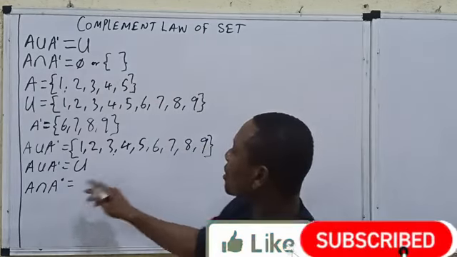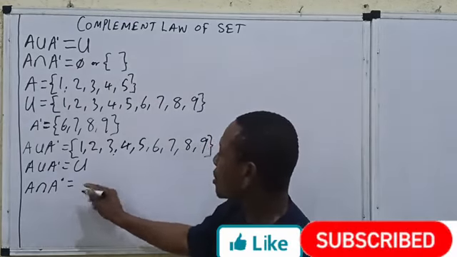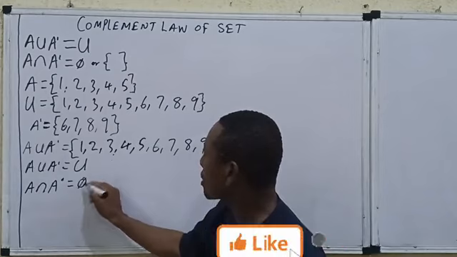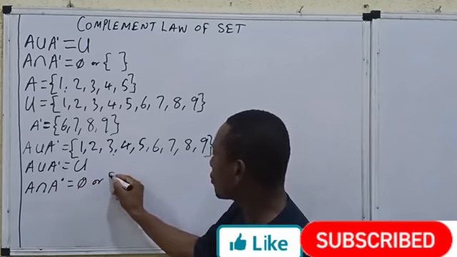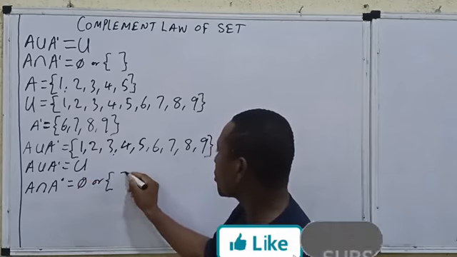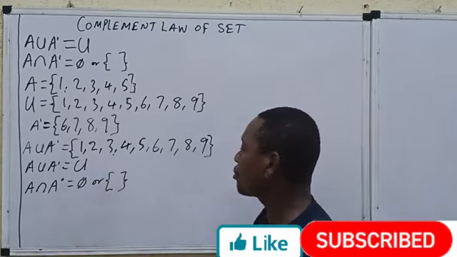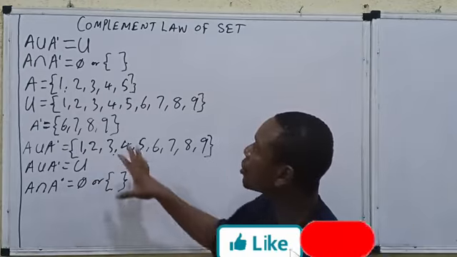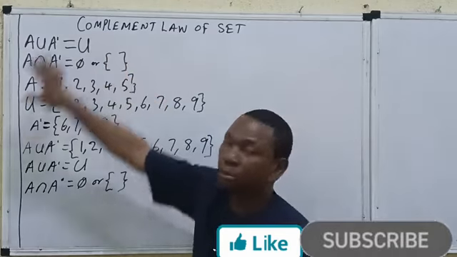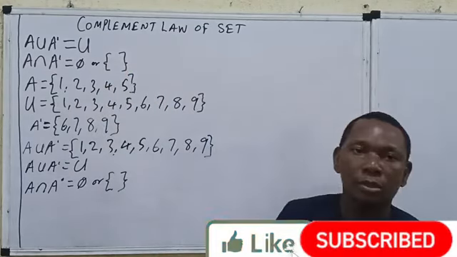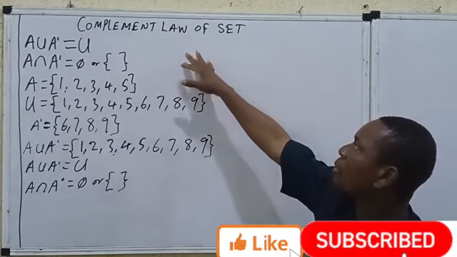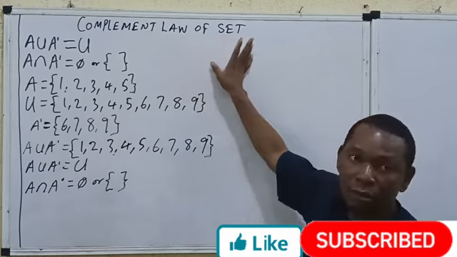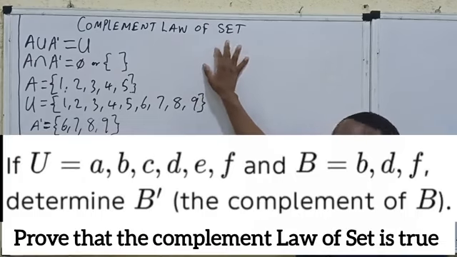So we can now say this intersection is actually the empty set, which can be represented in this way. So this proves that the complement law of sets is true. So it's a very simple way of proving the complement law of sets. A simple assignment is being displayed on the screen.